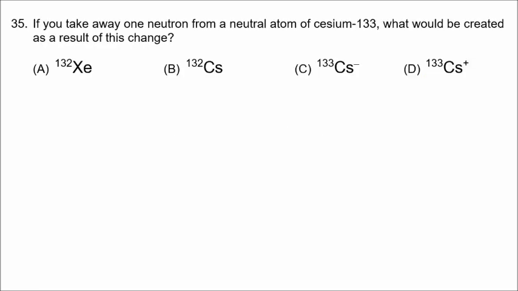For number 35, if we take away a neutron, it will still be cesium, but now it will have a mass of 132. So 35 is B.